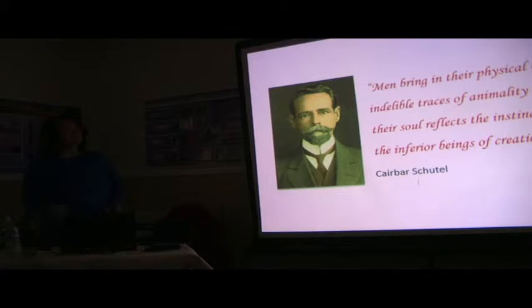In the book Genesis of the Soul, not yet translated into English, Kaibat Shuto said, men bring in their physical bodies indelible traces of animality, and their soul reflects the instincts of the inferior beings of nature.